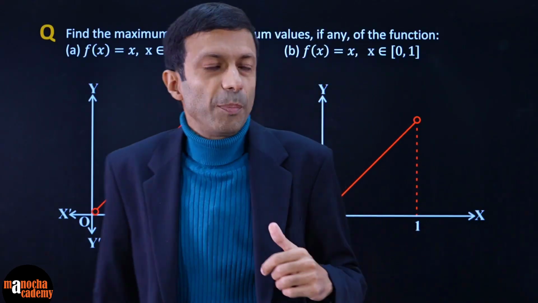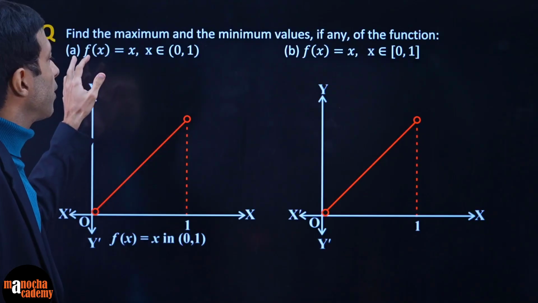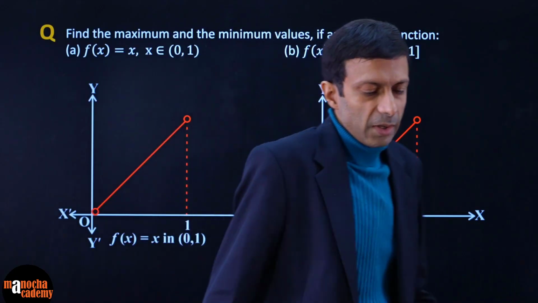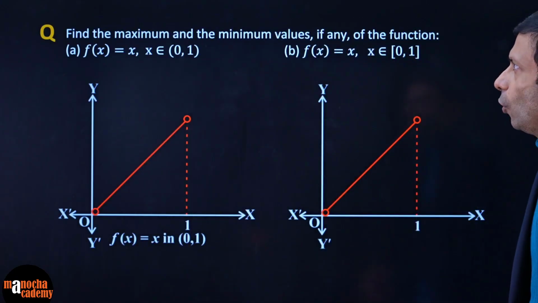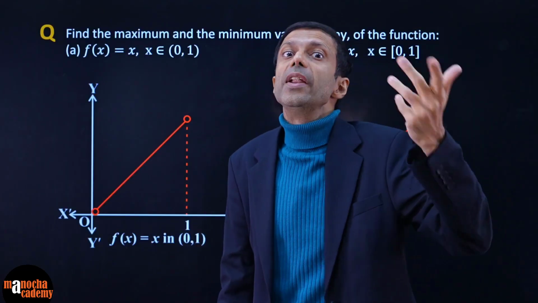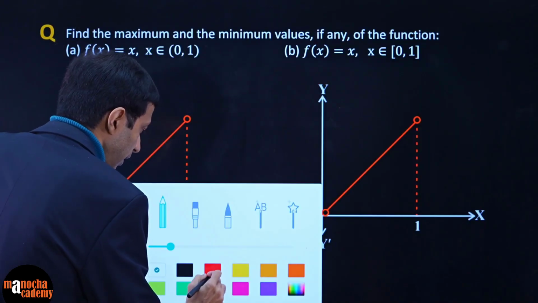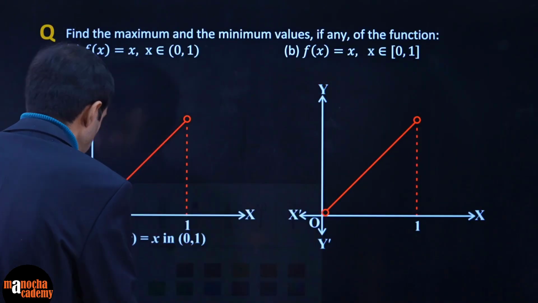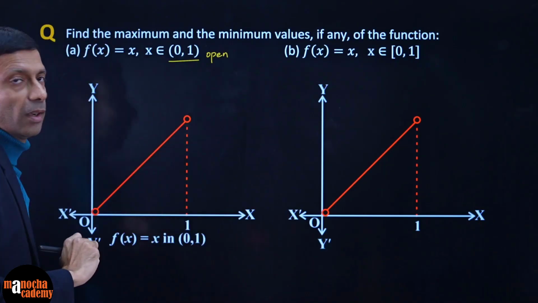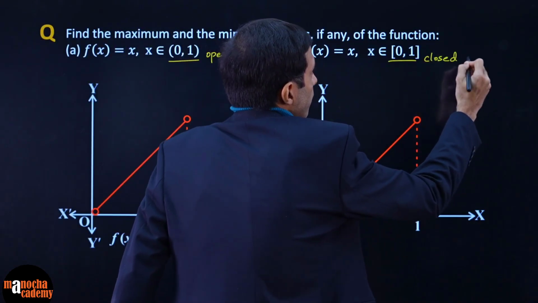Let's take a look at another example. Find the maximum and minimum values, if any, of this function. Let's say I've given you this function f(x) equal to x, where x belongs to (0, 1). Notice that this open bracket means it's an open interval. Let's understand the meaning of this with depth. Here you can see that this is clearly an open interval, and in part B we have a closed interval, so we'll see both the cases.